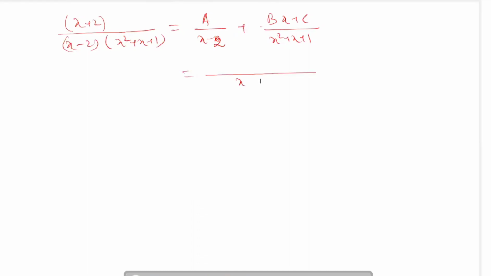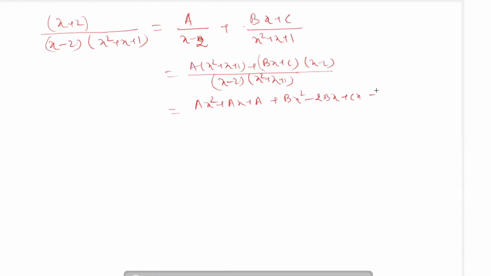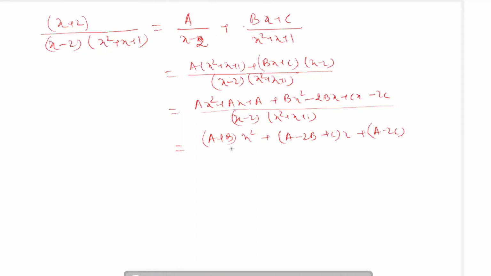So then I'll be multiplying (x minus 2) into (x square plus x plus 1). Then A into (x square plus x plus 1) plus (Bx plus C) into (x minus 2). Then I'll be trying to solve this. I will get Ax square plus Ax plus A, and then I will get Bx square minus 2Bx plus Cx minus 2C upon (x minus 2) into (x square plus x plus 1). In the next step, I will have (A plus B) into x square plus (A minus 2B plus C) into x plus (A minus 2C) upon (x minus 2) into (x square plus x plus 1).